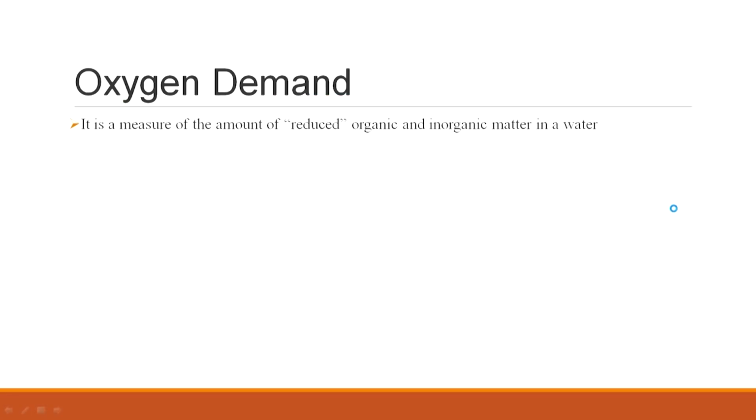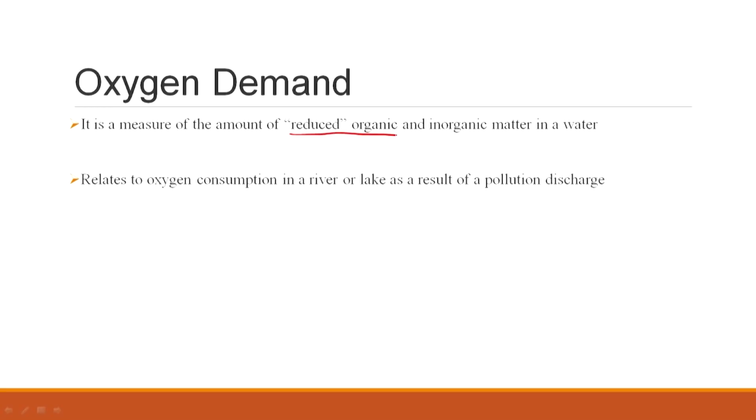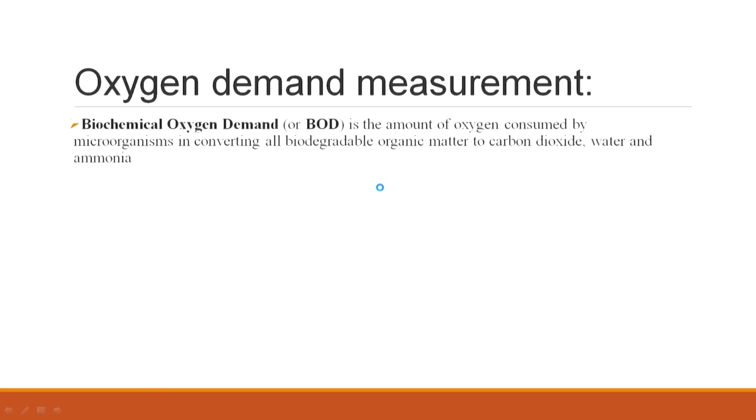So, oxygen demand, again this is something we discussed, so I will skip this. It is typically the amount of reduced organic and inorganic matter in waters, and it relates to oxygen consumption in the relevant surface water body, and we can measure it in terms of biochemical oxygen demand. So, again the key is biochemical.